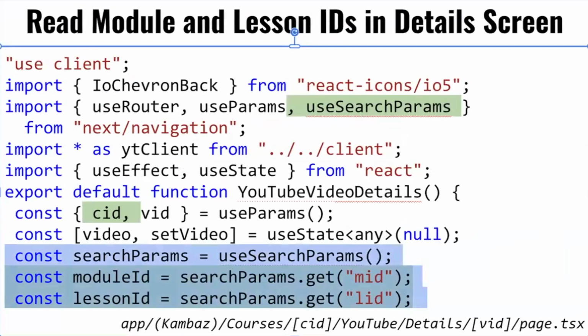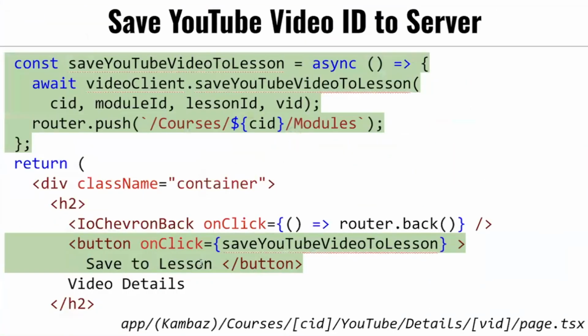So when we have that information, we're going to add a new button that calls our YouTube client and passes in all that information so it can be posted to the server. And then once we save it, we can go back to the modules. Now when it fetches the modules from the server, it'll have this new lesson within the ID. It'll show it as a link.